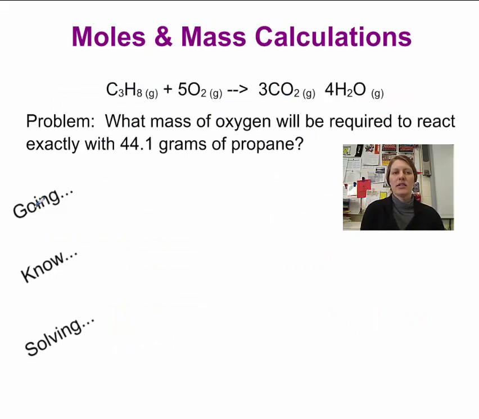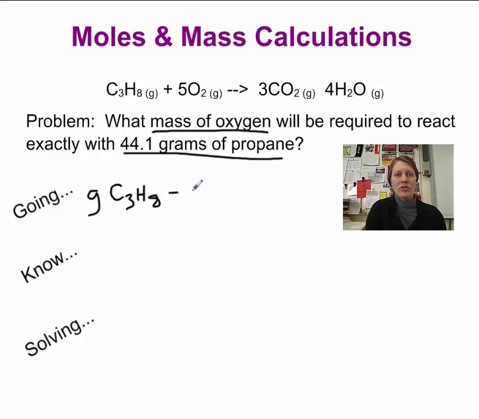Whenever I'm doing a problem, I like to think through the going, know, and solving. Even underlining things in the problem really helps. So I have my balanced equation, and it says what mass of oxygen, so I gotta find that, will be required to react exactly with 44.1 grams of propane. So where I'm going is from grams of propane to grams of oxygen, because that's what mass is. What I know to start with is that I have 44.1 grams of propane.